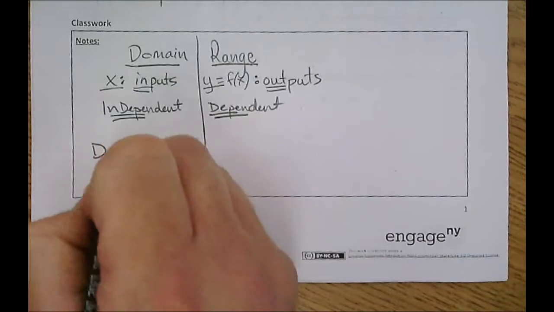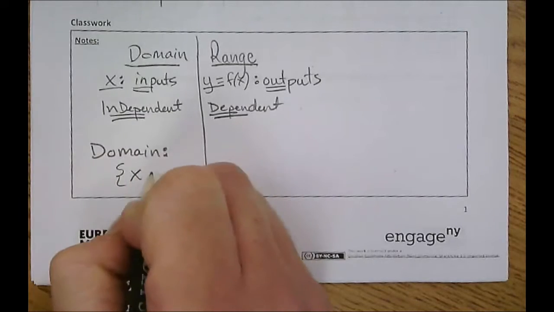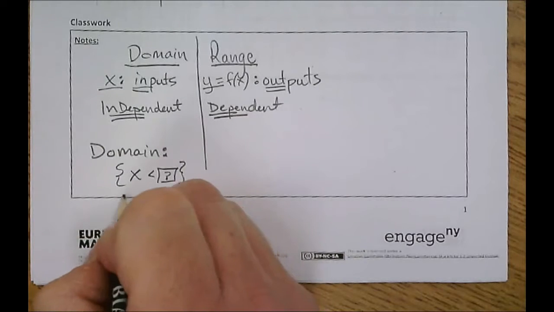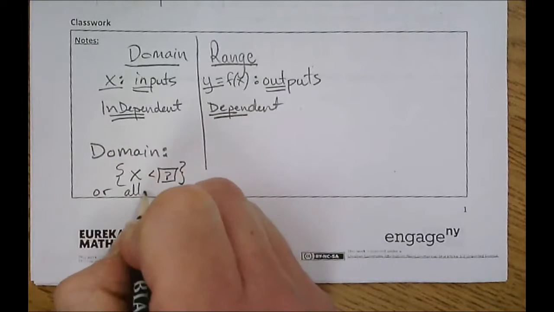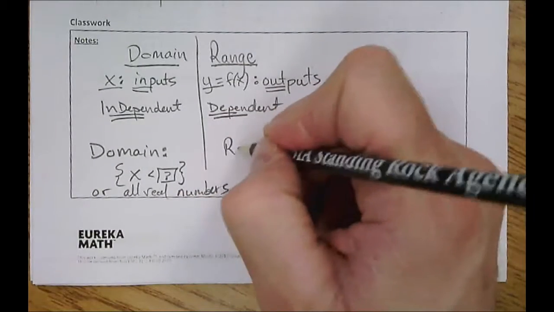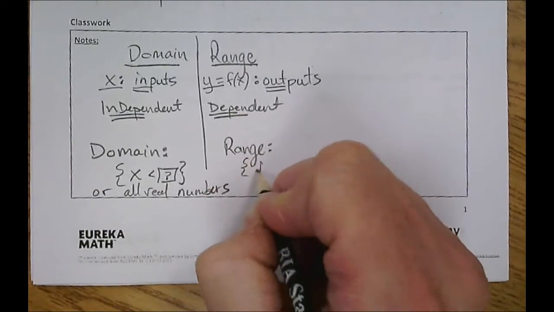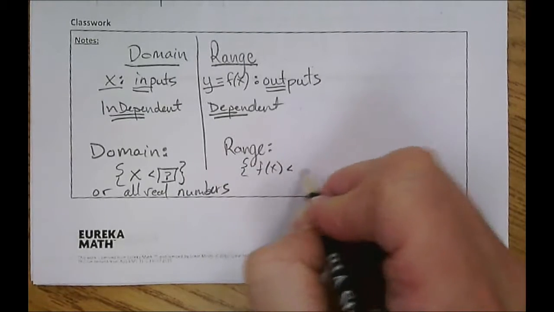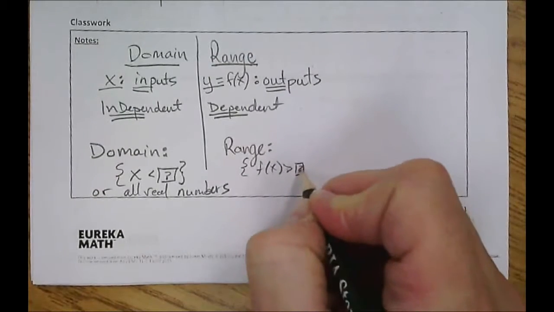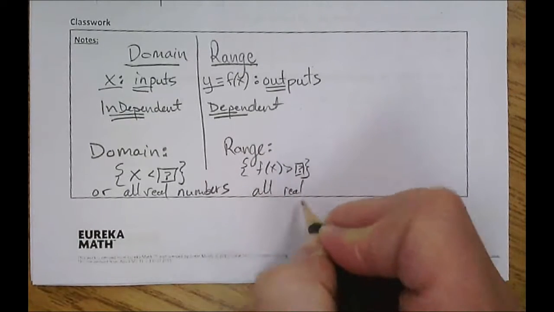We would write the domain of a function like this. The domain is the set of all x's less than some number. Sometimes we say that the domain is all real numbers. Range is also referred to the same way. The range is the set of all f of x's. We could say less than, or we could say greater than some number. It's also possible that the range is all real numbers also.